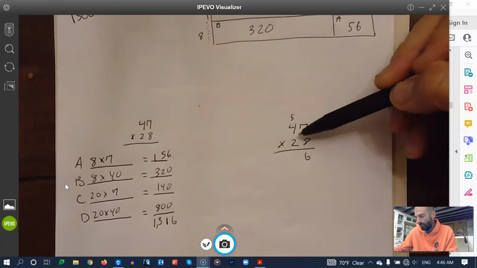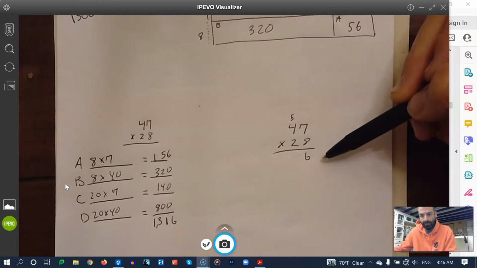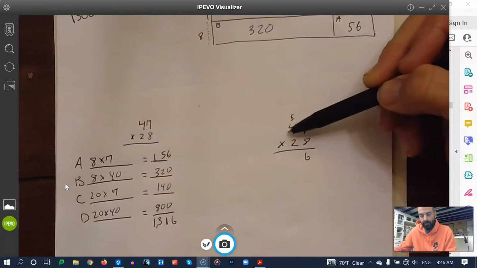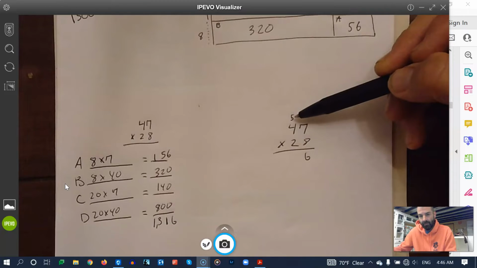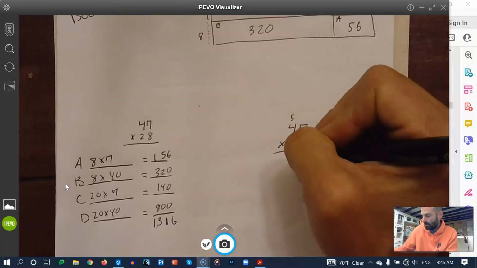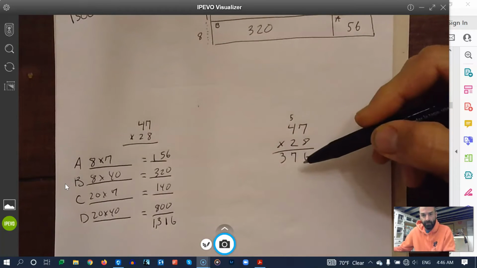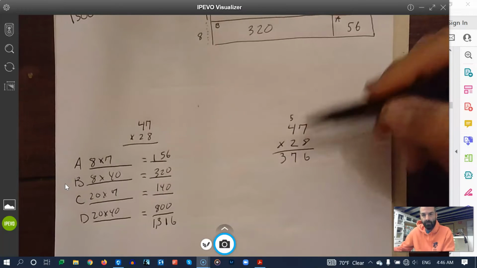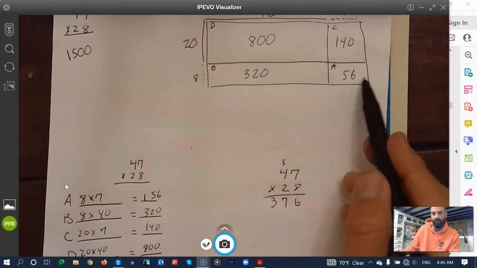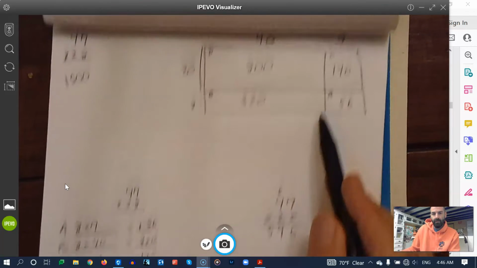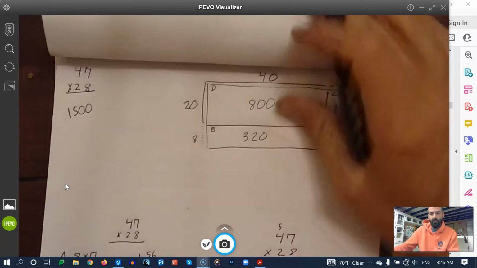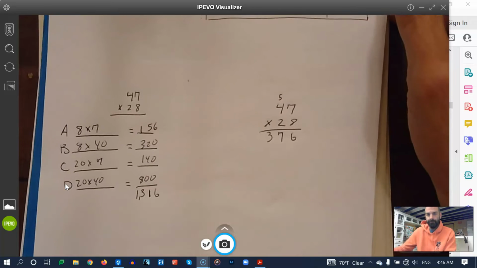So now I'm going to do 8 times 4, but it's not really 8 times 4, it's 8 times 40. So 8 times 40 is 320. And then I have to add this other 5, which is 50. So what's 320 plus 50 is 370. And I can't forget my 6 there, and I add that all together. 370 plus 6 is 376. And you should see that here, this A and B together is 376. And that makes sense because that was 8 times 7 and 8 times 40, which is just what we did.